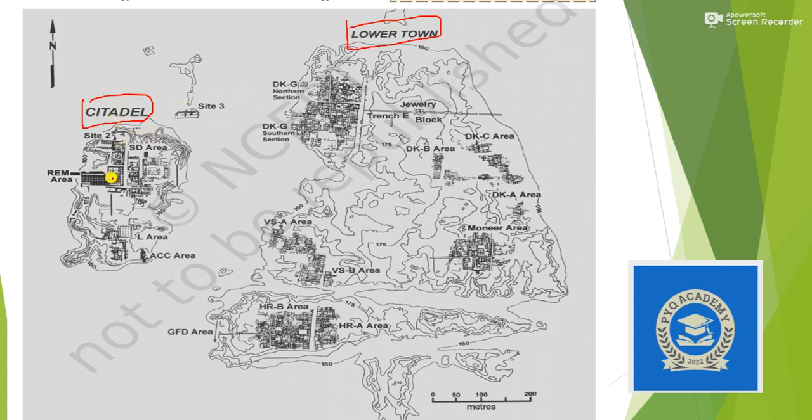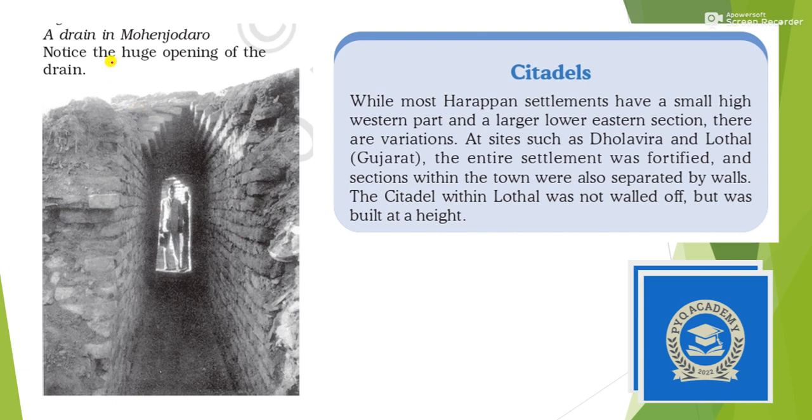The Citadel is made on a platform, and it is walled. Although the lower town was also walled, the Citadel is walled and fortified, and the lower town is in the east. Next, a drain in Mohenjo-daro was found, so remember this.